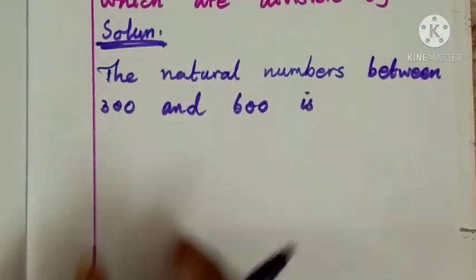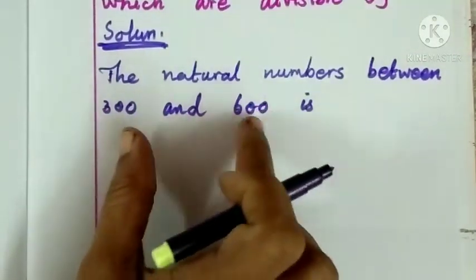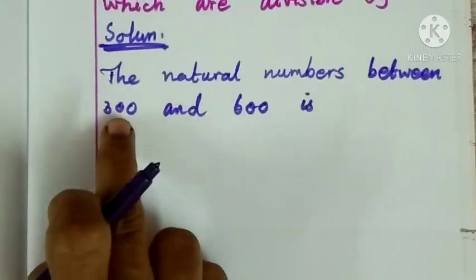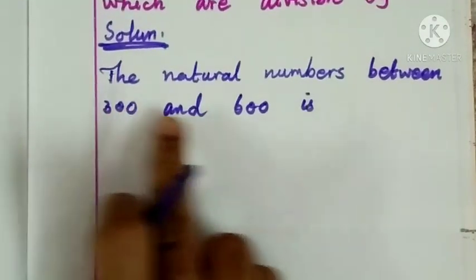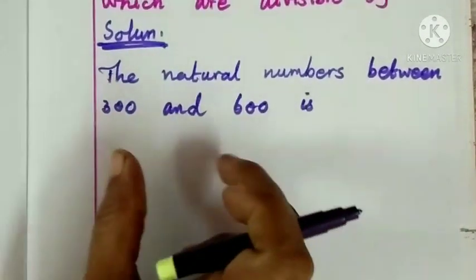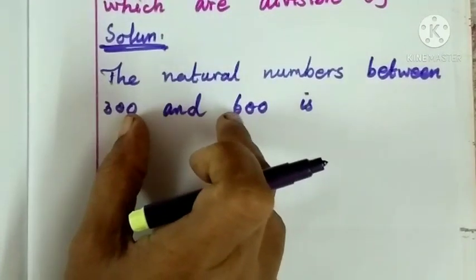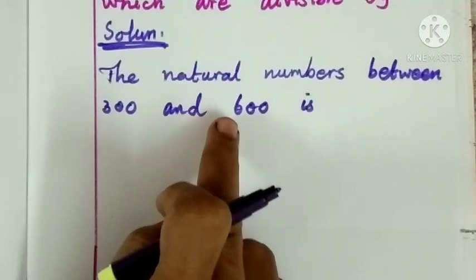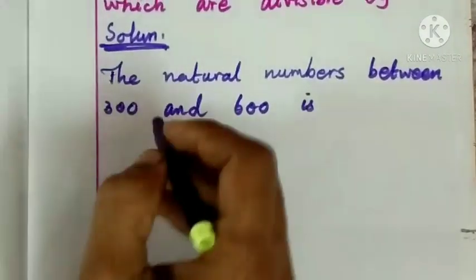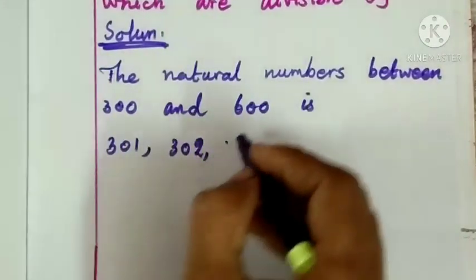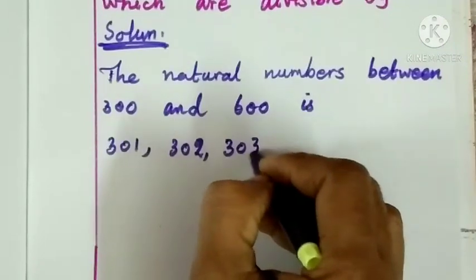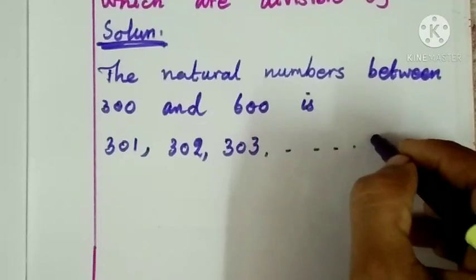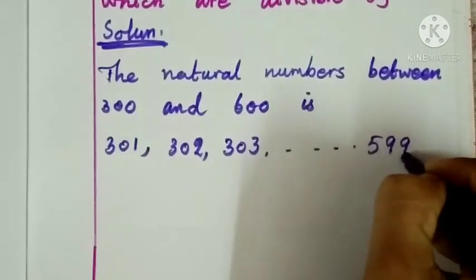First you have to write all the natural numbers between 300 and 600. Between means you don't include the numbers 300 and 600. Just write 301, 302, 303, up to 599.